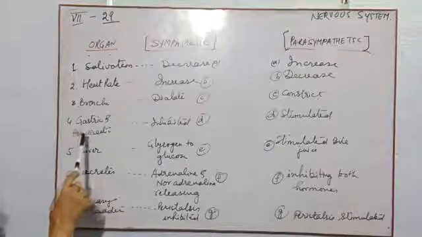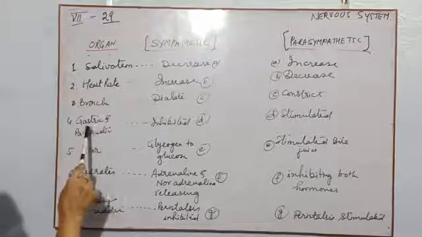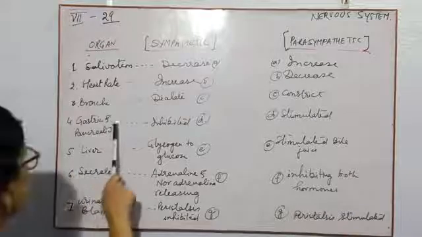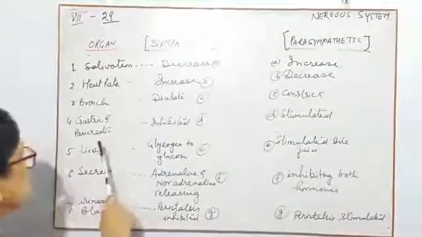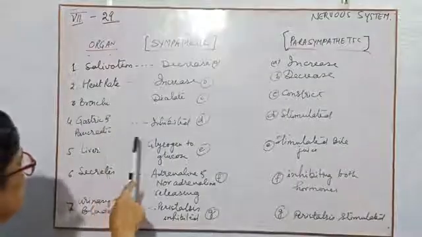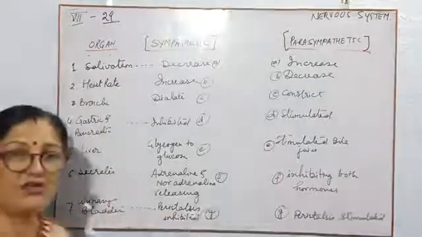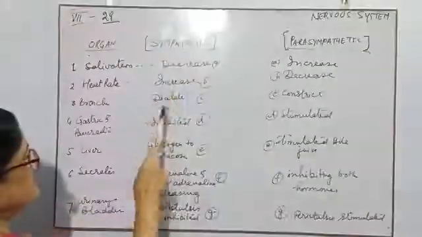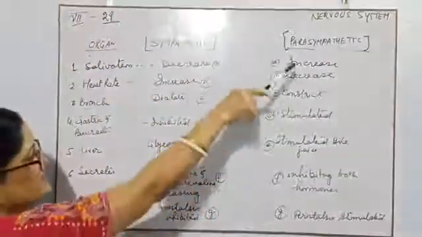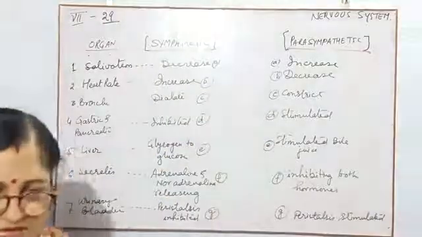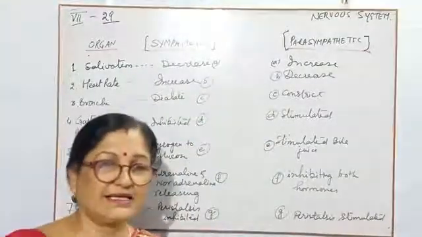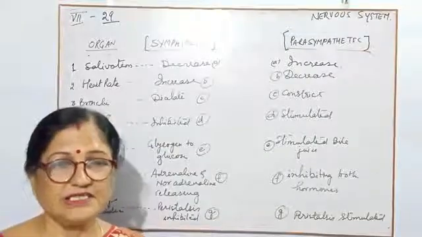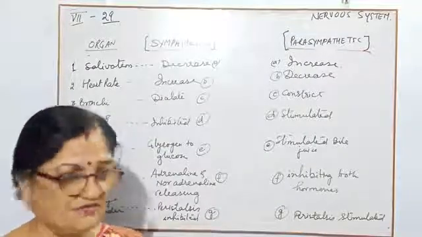Next example, the juices or secretions of the gastric and pancreatic area. Gastric means stomach. Juices from the stomach and pancreas are inhibited or reduced in case of the sympathetic system, and in the parasympathetic system they are stimulated. Stimulated means they can secrete more in amount to digest or complete their activity.